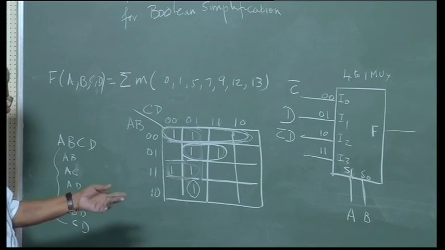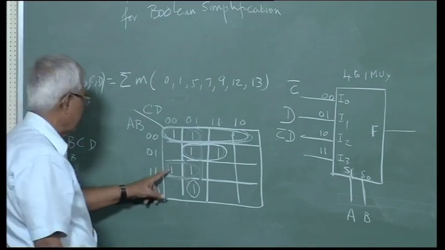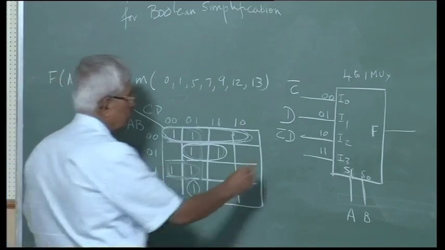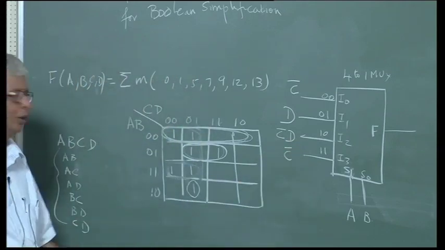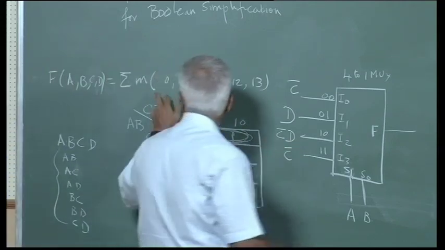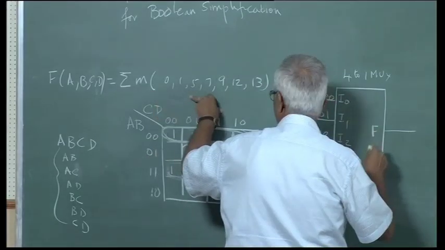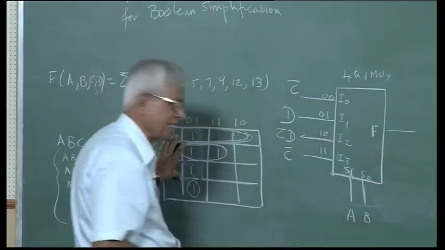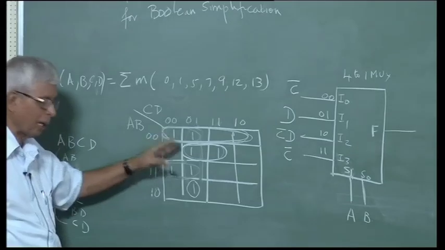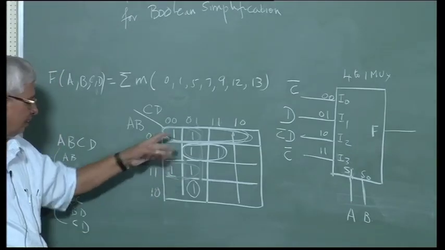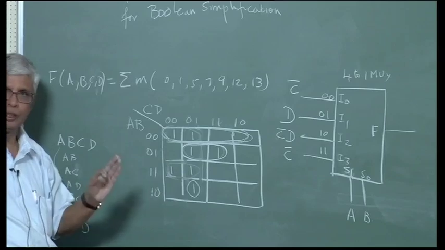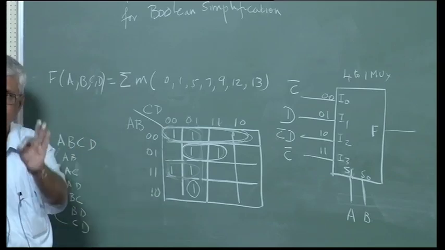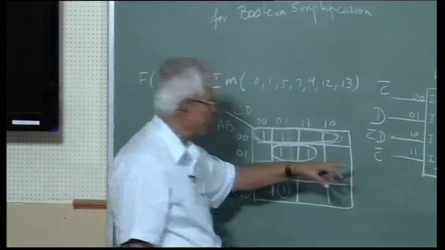And finally, it is 1 1 C 0 C bar. So now this F is the same as this M. Whatever you get out of this using 4 prime implicants, this plus this plus this plus this, I am able to get using a simple 4 to 1 multiplexer. And how many gates?